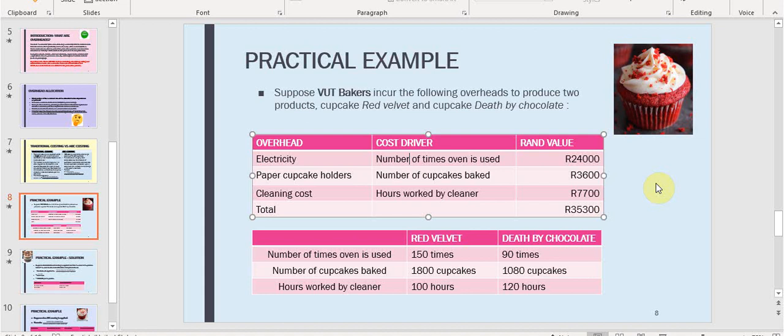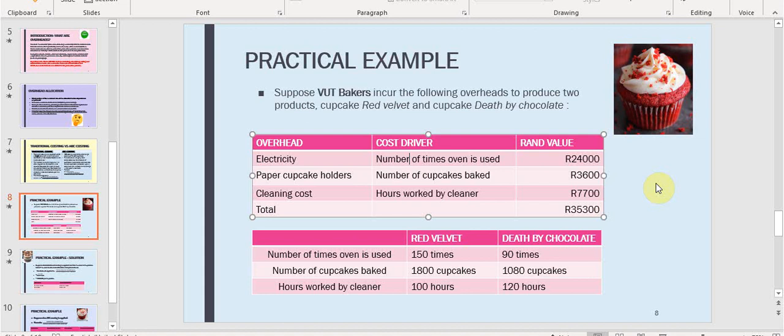In the next table, I have also given you the totals of the cost drivers. I have divided the cost drivers to tell you that so many of the oven times were for the red velvet cupcakes, while so many of the oven times were for the death by chocolate cupcakes. So you need to understand how much of the cost driver goes to which product.